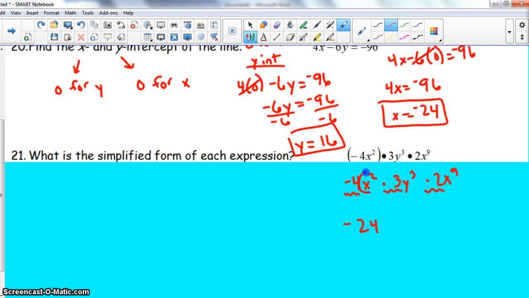Well, then I look at my x's. I have an x squared and an x to the ninth. And they're on the same level. When they're on the same level, we just add them. So I get x to the 11th. And then I just have this y to the third to bring down because I didn't have anything to put it with.